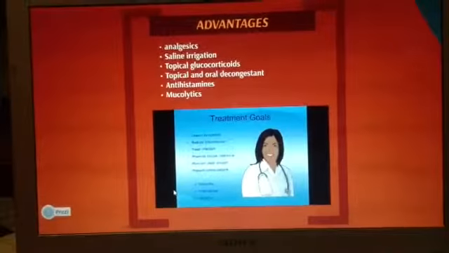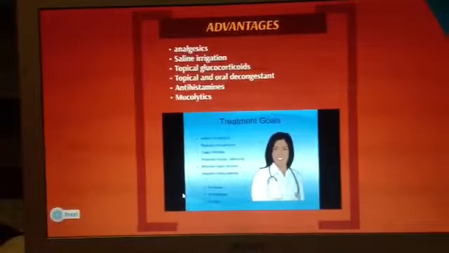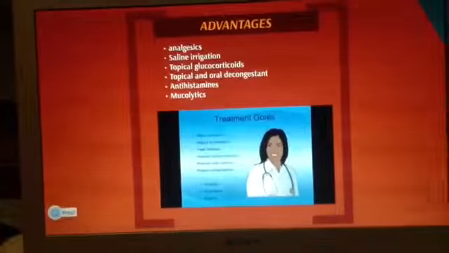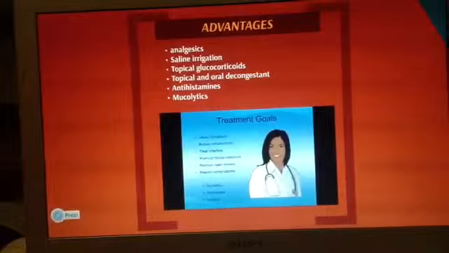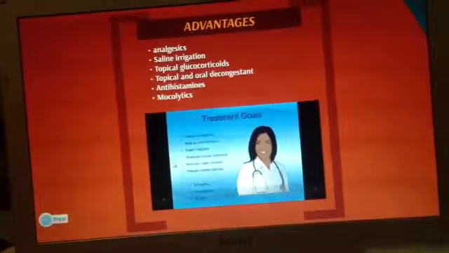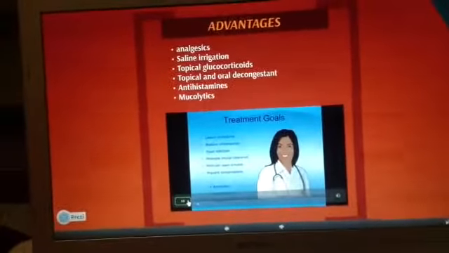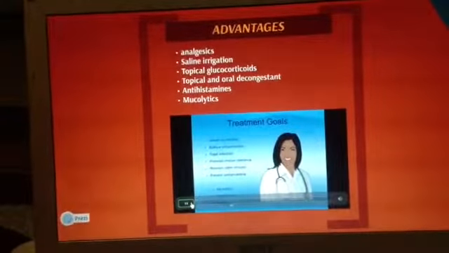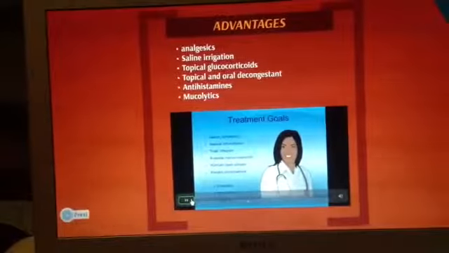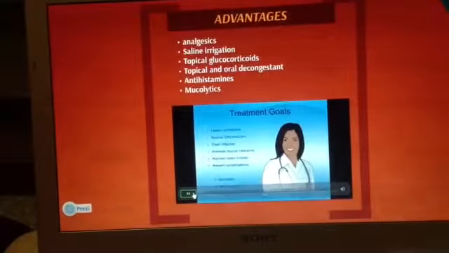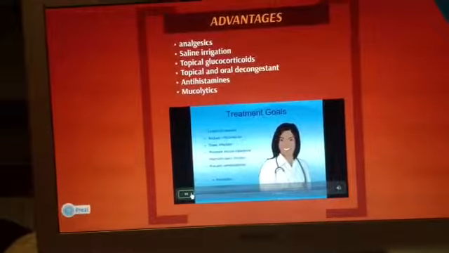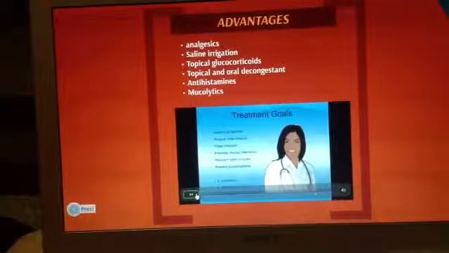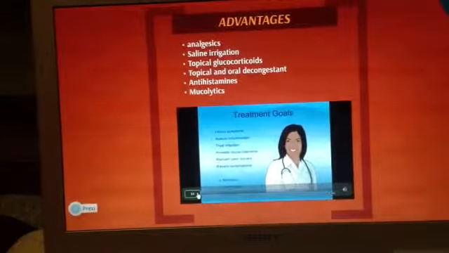The treatments we have include analgesics, saline irrigation, topical glucocorticoids, topical and oral decongestants, antihistamines, and mucolytics. Treatments for rhinosinusitis aim to lessen symptoms, reduce sinus inflammation, treat infection, promote mucus clearance, maintain open sinuses, and prevent complications. Treatments include remedies or actions to provide relief, medications, drug therapy, and surgery.